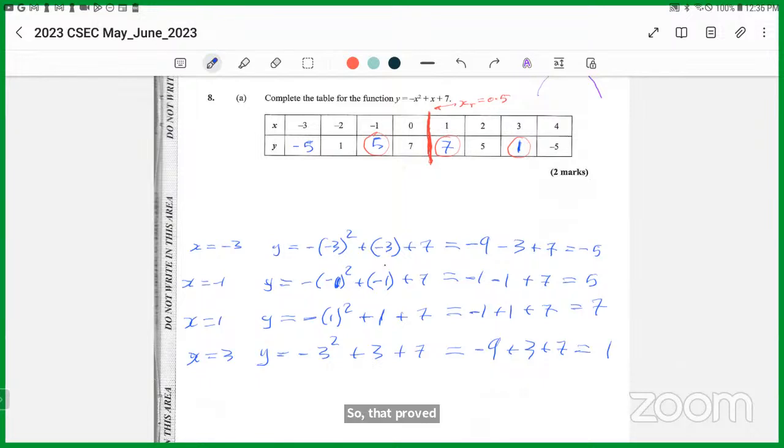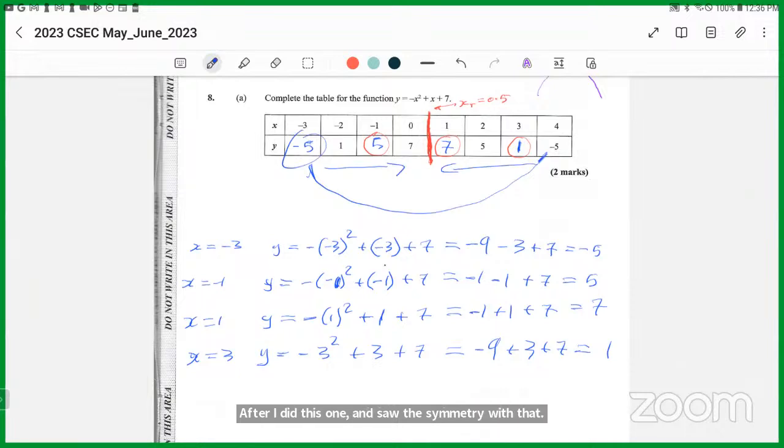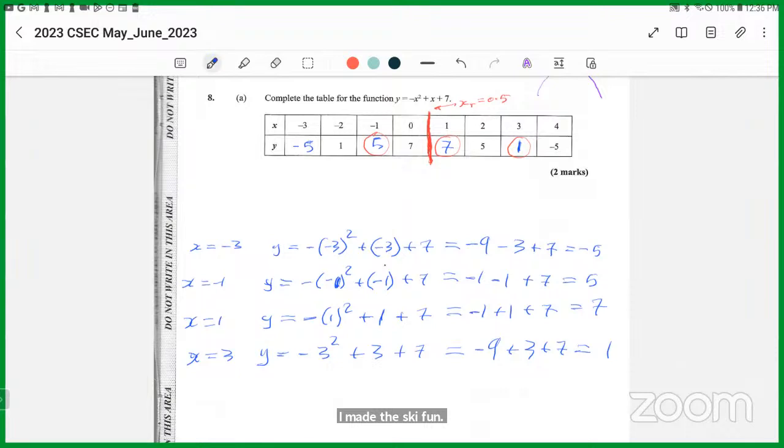All right, so that proves the values. But I'm telling you, I did not have to work out these after I did this one and saw the symmetry. I just came inwards towards the axis and made the values equal. You can do that once the x values up here are in the same interval, the same unit between them. Everybody good so far? Everybody okay? Yes, sir.